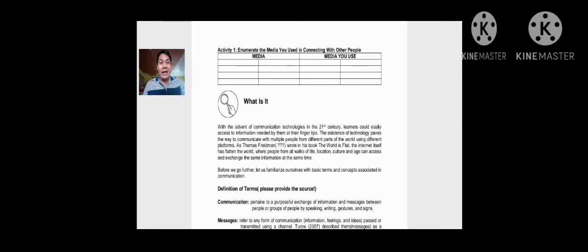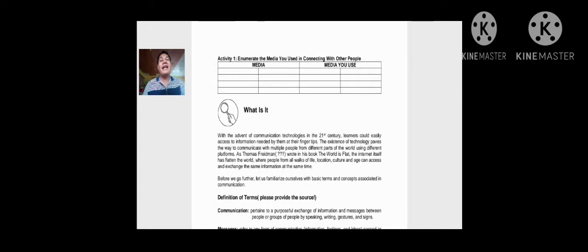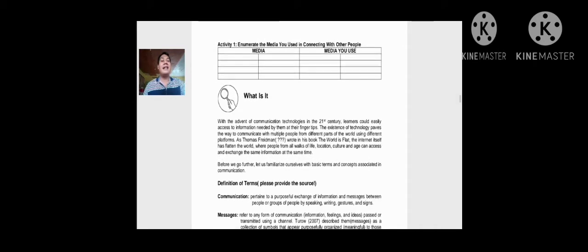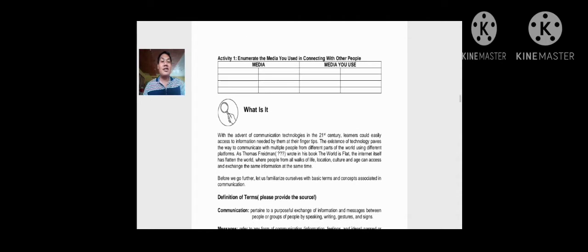Activity 1. Enumerate the media you used in connecting with other people. Number 1, on the left side, you have options or you can put the different media that you have seen and can utilize or use. And on the right side, the media you use. What media or modes of communication have you used to communicate with one another? They have a connection, they have communication.